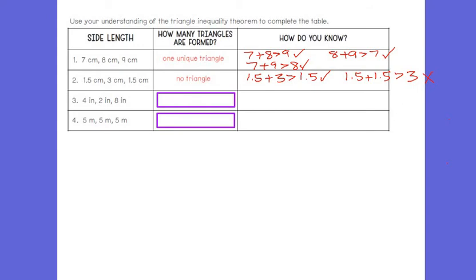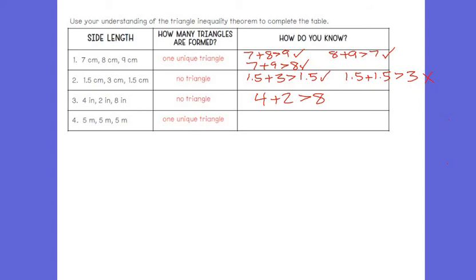Try number 3 and 4, and then we'll come back together and check it. Alright, so number 3 we said was no triangle because 4 plus 2 was not greater than 8. And then number 4, Aubrey, what is that? One unique triangle, because what's 5 plus 5? 10. Is 10 greater than 5? Yes. So I can keep going.